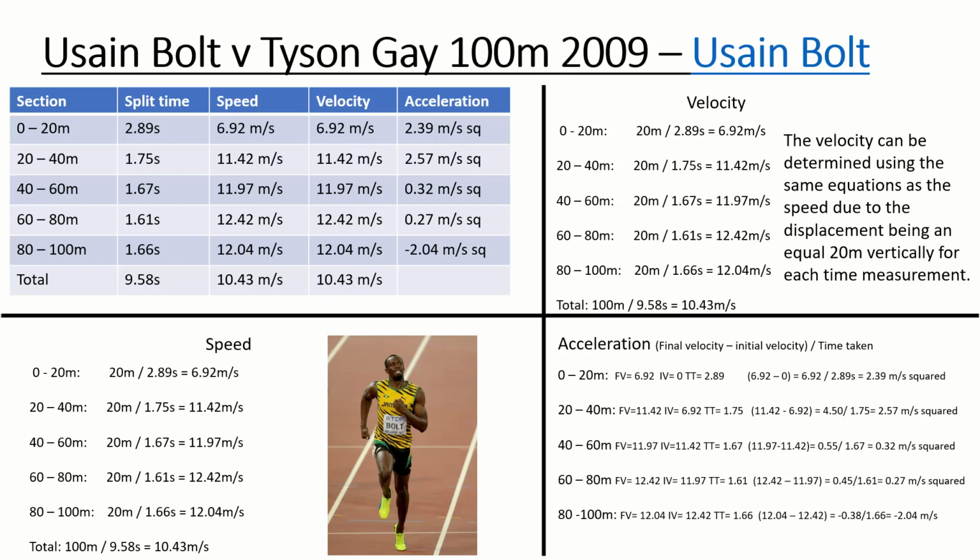The next aspect of this is I'm going to be analysing Usain Bolt versus Tyson Gay's 100 meters in 2009, in which Usain Bolt broke the world record. The time Bolt took to run the whole course of the 100 meters was 9.58 seconds, as we can see down here at the bottom. Broken down into 20 meter periods, the initial 0 to 20 took Bolt 20 meters divided by 2.89 seconds, or 6.92 meters per second.